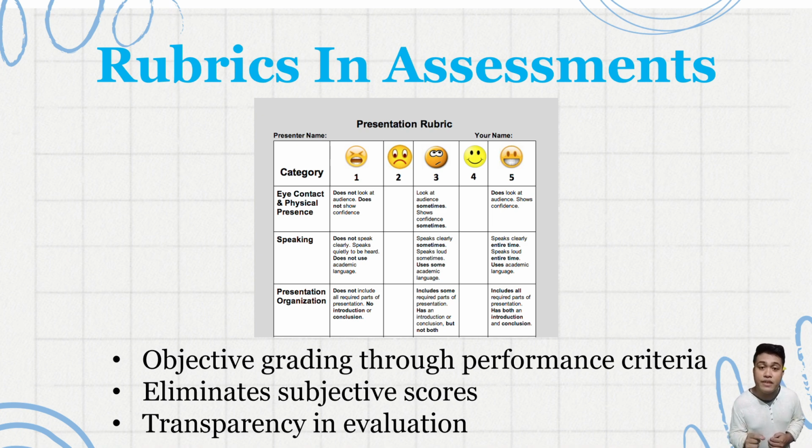Rubrics are especially effective as assessment tools because they transform subjective grading into a more objective process. Rubrics are often formatted as a matrix or grid, which breaks down performance standards and criteria. By assessing each criterion separately, rubrics eliminate the need to assign a single subjective score. This creates transparency in grading and ensures that students understand how they are being evaluated, helping them to see both their strengths and areas for improvement.